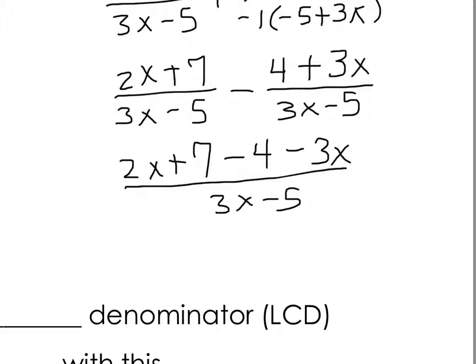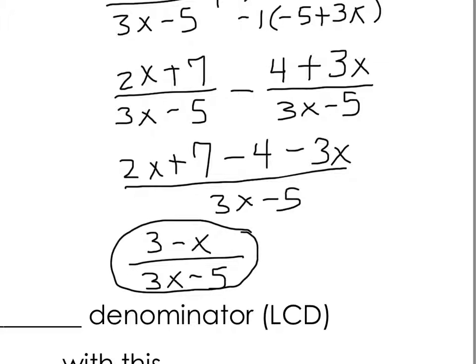So that gives us 3 minus x over 3x minus 5. Is that it? Are we finished? We're finished. Stop right there.